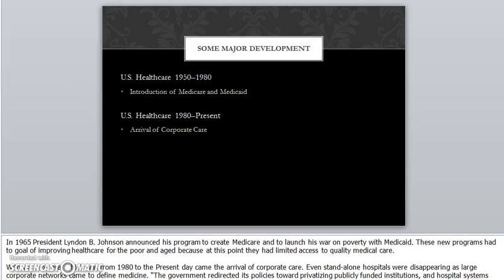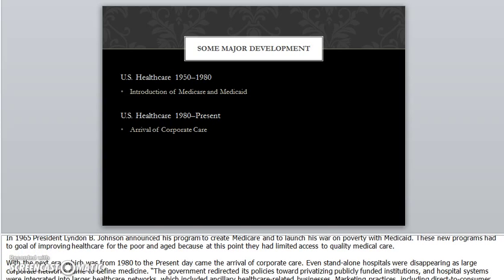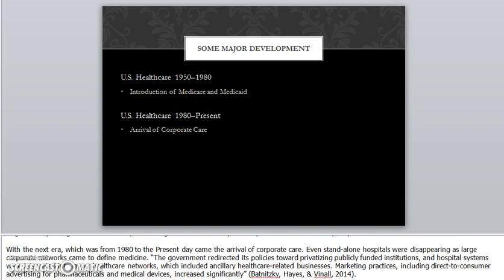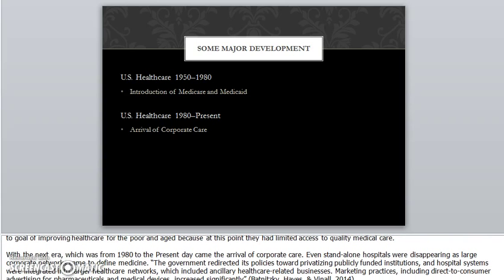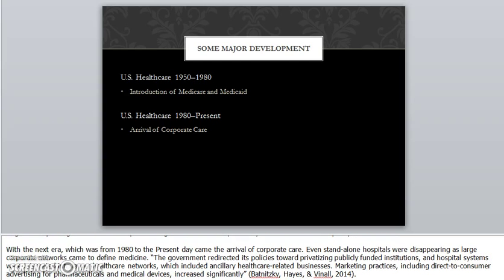With the next era, from 1980 to the present day, came the arrival of corporate care. Even though standalone hospitals were starting to disappear as the large corporate networks came to define medicine, the government redirected its policies toward privatizing publicly funded institutions, and hospital systems were integrated into larger healthcare networks, which included ancillary healthcare-related businesses. Marketing practices, including direct-to-consumer advertising for pharmaceuticals and medical devices, increased significantly.